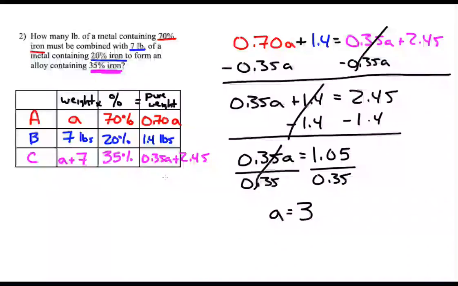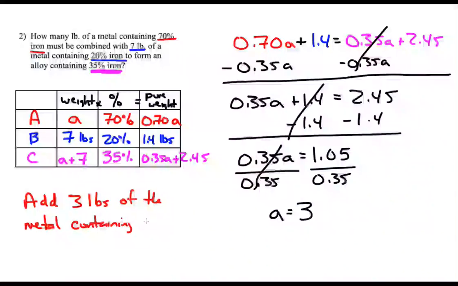So how many pounds of a metal containing iron must be added to 7 pounds? The answer is add 3 pounds. 3 pounds of the metal containing 70% iron.